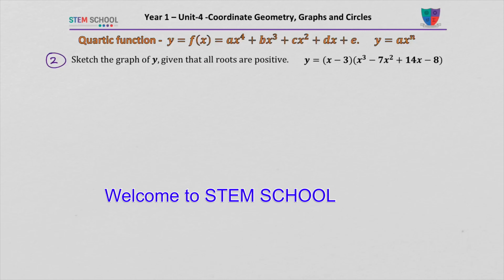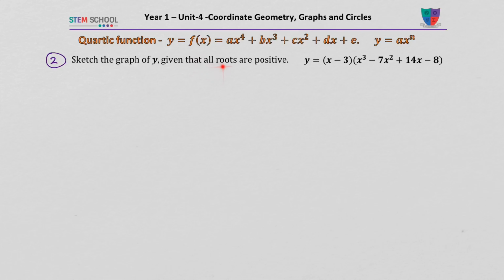Question 2. Sketch the graph of y given that all roots are positive. Okay, so we got one factor here. I've got three factors locked in here because this is x to the power 3. So we need to find the other three factors here.